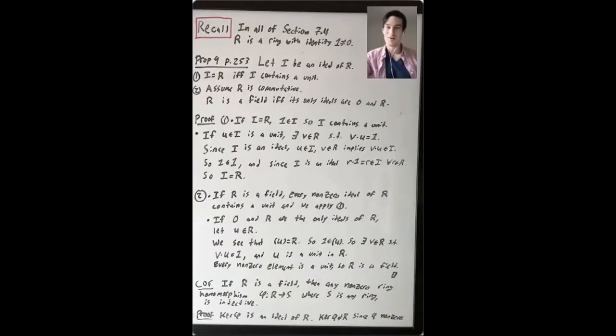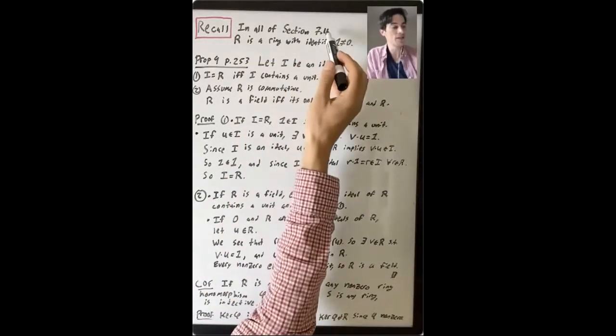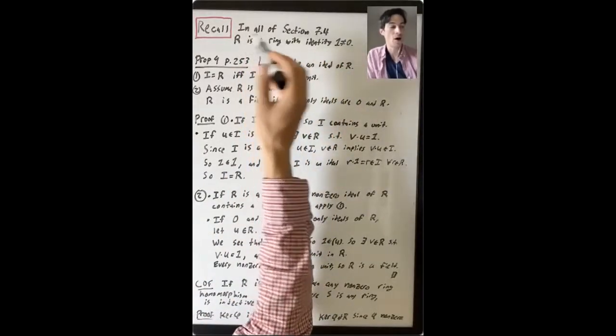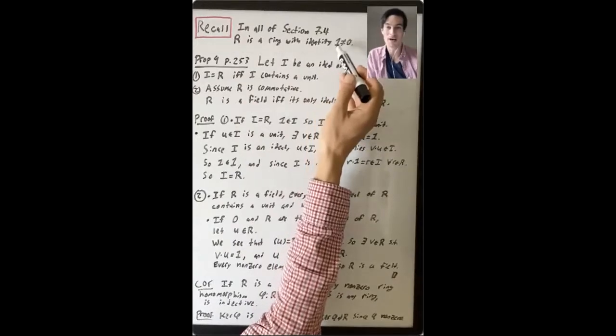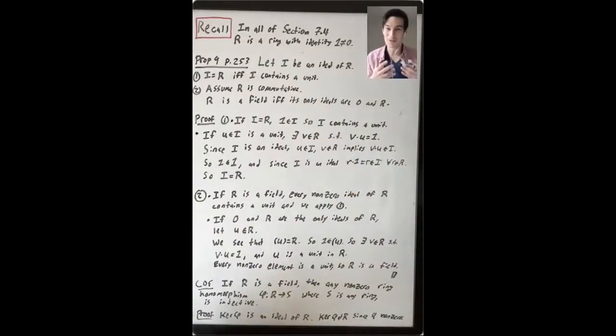In this lecture, we'll say more about properties of ideals, finishing up the discussion in section 7.4 of Dummit and Foote. At the beginning, I just want to recall an assumption from last time. That is, throughout all of section 7.4 in Dummit and Foote, R is a ring with identity 1 not equal to 0. So this really is important here.